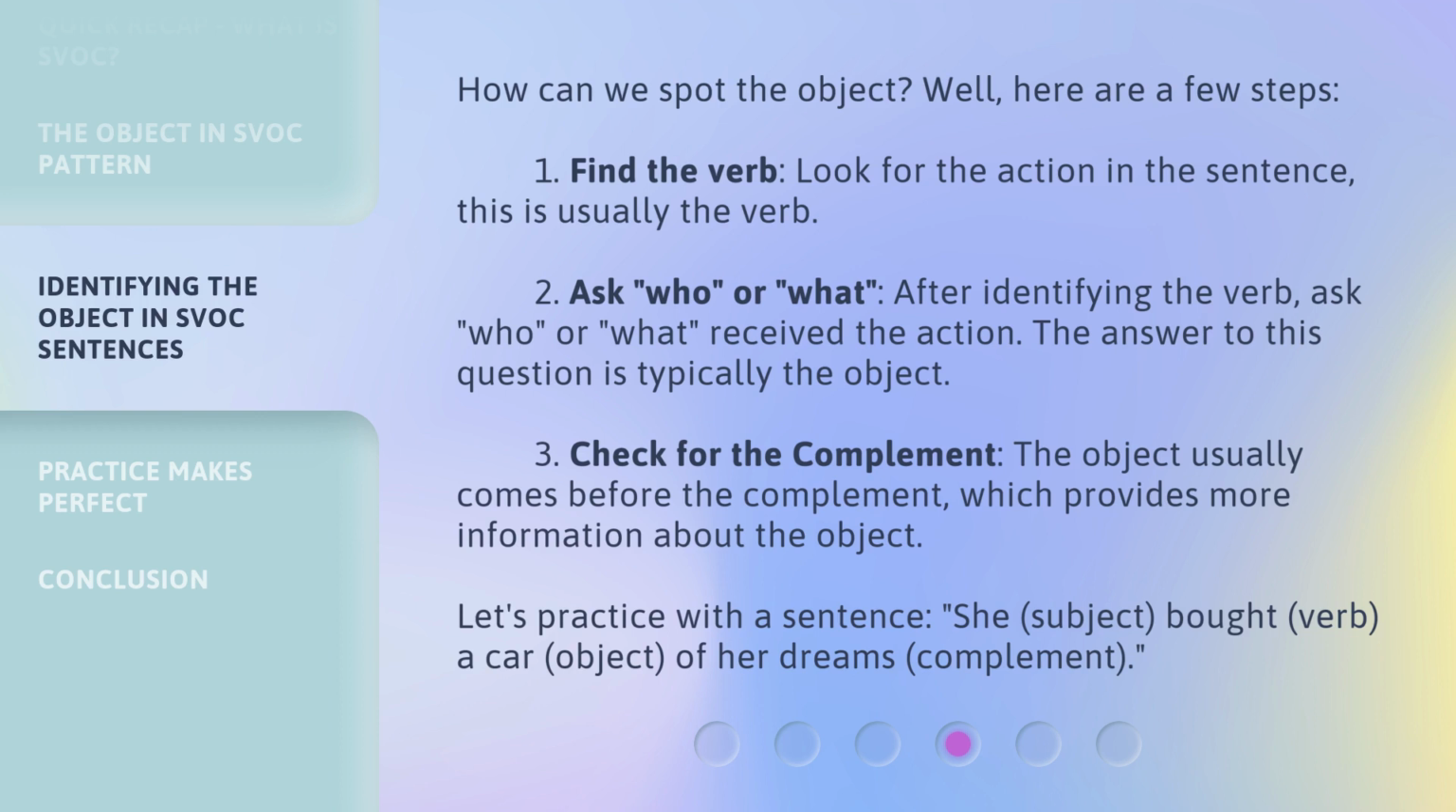3. Check for the complement. The object usually comes before the complement, which provides more information about the object. Let's practice with a sentence. She, subject, bought, verb, a car, object, of her dreams, complement.